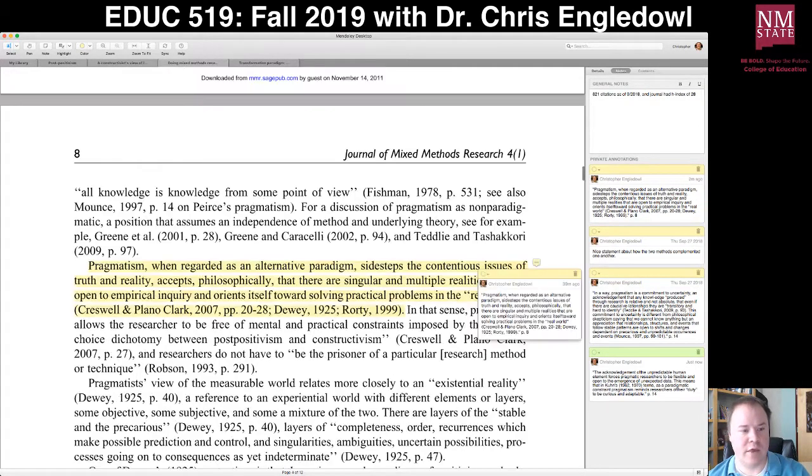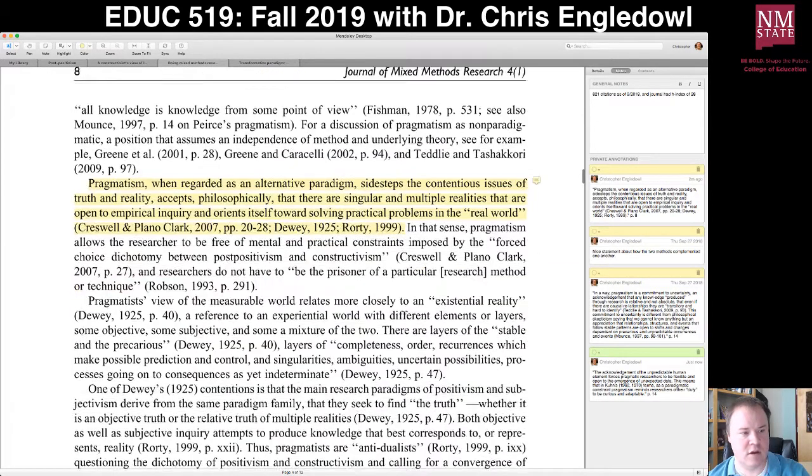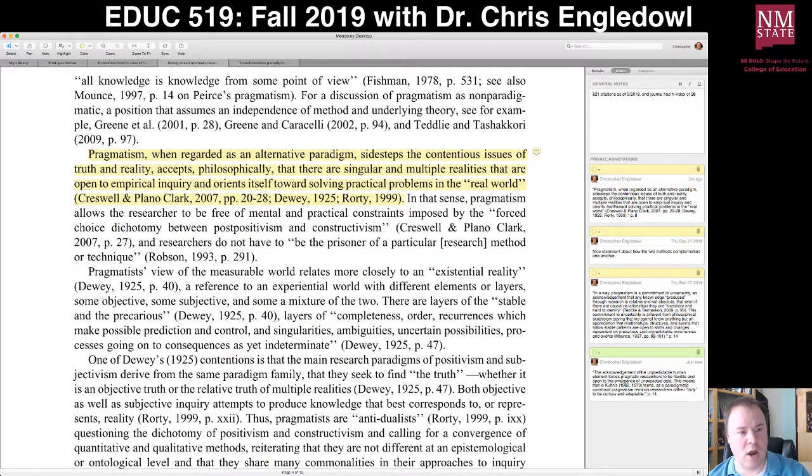So I thought this section here was helpful. "Pragmatism, when regarded as an alternative paradigm, sidesteps the contentious issues of truth and reality. It is therefore not to be... accepts philosophically that there are singular and multiple realities that are open to empirical inquiry and orients itself toward solving practical problems in the real world." They're citing Dewey here all the way back to 1925, who is a lot of times attributed to being a pragmatist.